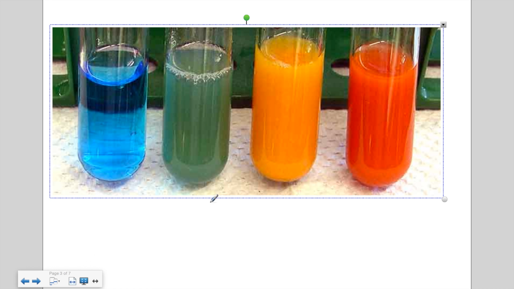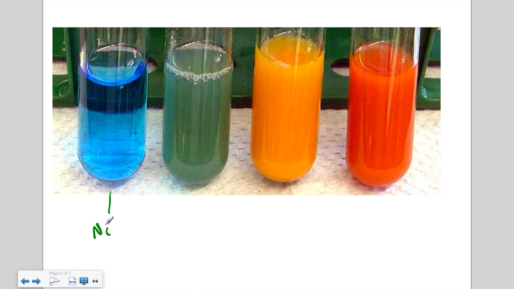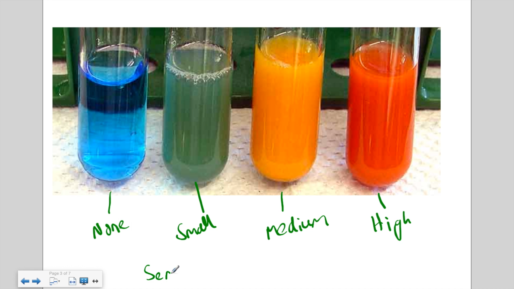So this is what you get with varying concentrations of glucose being used. This is 0, or none. Here would be a small amount, medium, etc., and high. Because you get these varying colour changes, we can call it a semi-quantitative test. So we sort of get some quantitative data from it.